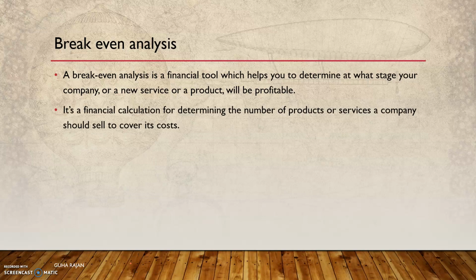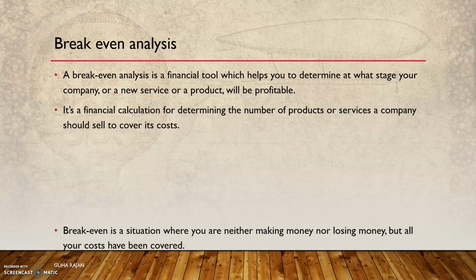Another definition is it's a financial calculation for determining the number of products or services a company should sell to cover its cost. Cost could be fixed cost as well as variable cost. We look at what is a fixed cost and what is a variable cost. You need to understand what that is.